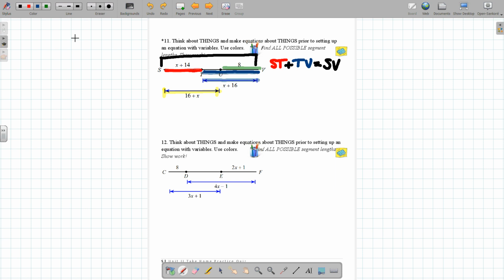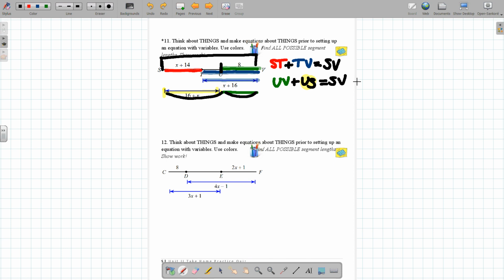I also know, if you look very carefully, that this segment, UV, trace it, UV, which is the 8, plus this segment U to S or S to U, it doesn't matter. And I'm going to color code that for you so it's easy to see. That would be the yellow segment. Those two segments, the green plus the yellow, also equal the larger segment SV.